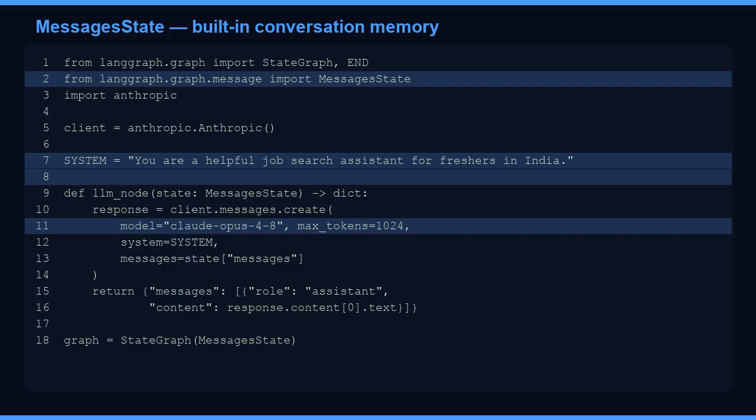Here's the key change. Instead of invoking once, we loop. Each iteration we take user input, invoke the graph, and print the response. The messages list grows with each turn. The next time we call invoke, the full history is in the state. Claude sees the entire conversation and responds in context.